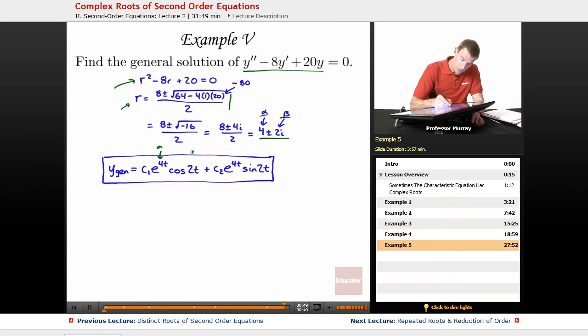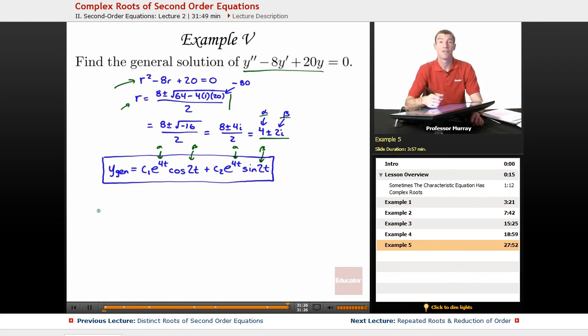So there's alpha, there's beta, there's alpha, there's beta. It's always this form, the e to the alpha t cosine beta t, e to the alpha t sine beta t, and then you tack constants on each one. So at this point we have no initial conditions, so we're done with this example. If we'd been given initial conditions, we would have used them to figure out what the constants are. We would have gotten a couple of equations and a couple of unknowns. We don't have that, so at this point we're done with this example with the general solution.